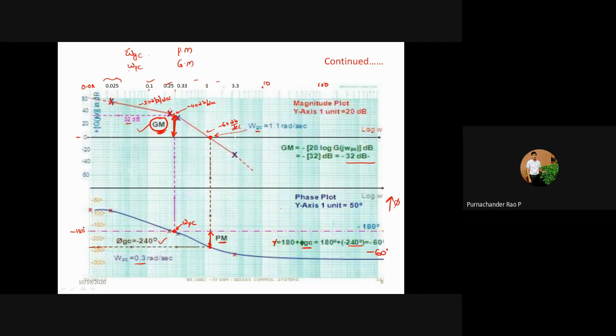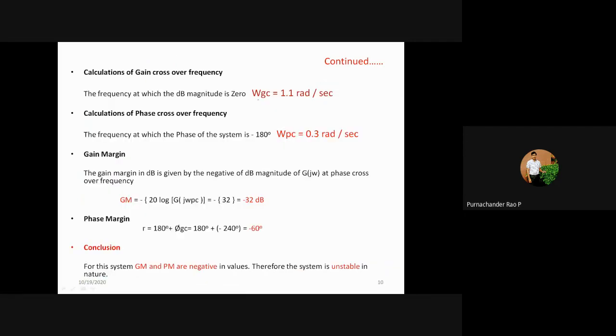Okay, so once you get these values, here we can conclude that ωgc, the frequency at which the dB magnitude is 0, is 1.1 radians per second, and the phase crossover frequency is 0.3 radians per second, where it crosses the minus 180 degrees line. Here this magnitude is 0. So those values are called the gain crossover frequency and phase crossover frequency. If you substitute those values in the magnitude equation also, directly you will get these values.